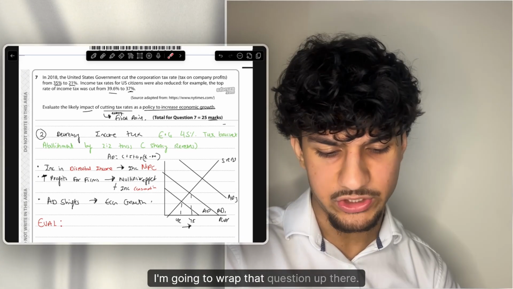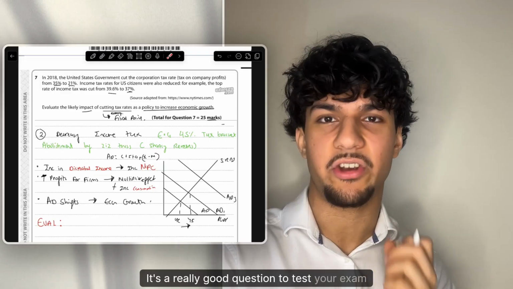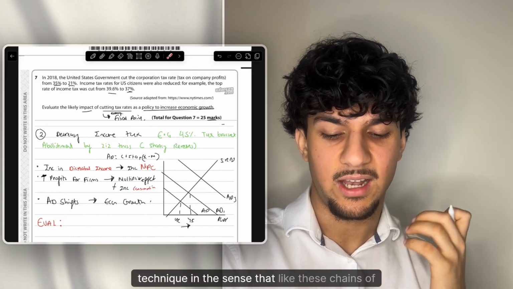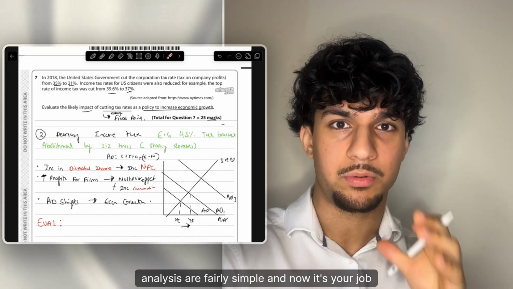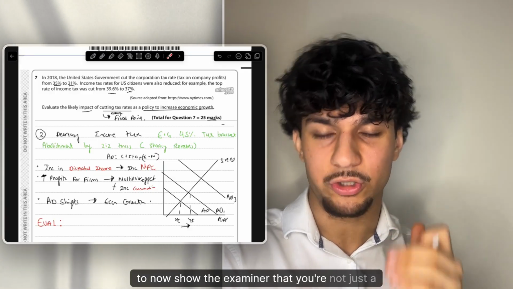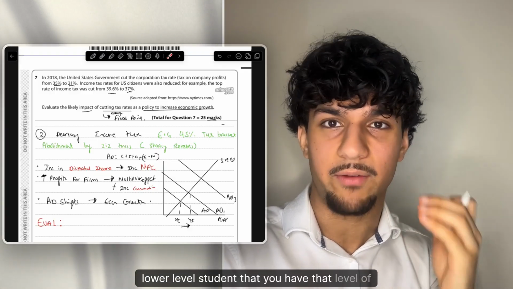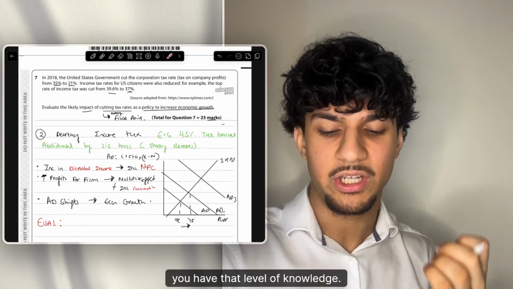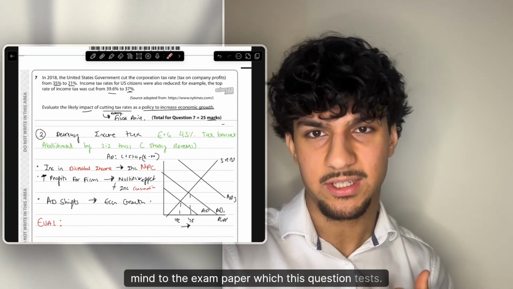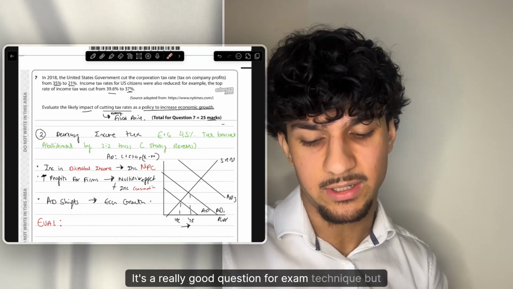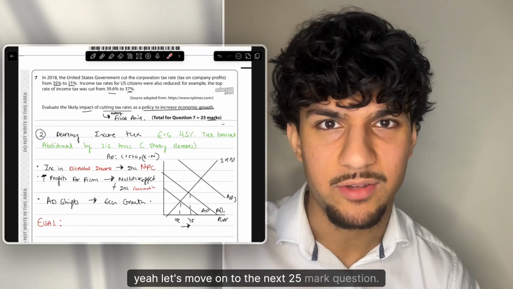But yeah, I'm going to wrap that question up there. It's a really good question to test your exam technique in the sense that these chains of analysis are fairly simple. And now it's your job to show the examiner that you're not just a lower level student, that you have that level of detail, you have that level of knowledge. So it's the application of the knowledge from your mind to the exam paper, which this question tests. So it's a really good question for exam technique. But yeah, let's move on to the next 25 mark question.